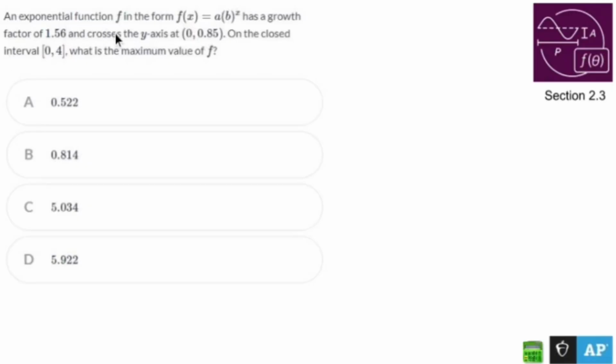An exponential function in the form f of x equals a times b to the x has a growth factor of 1.56 and crosses the y-axis at 0.85. On the closed interval 0,4, what is the maximum value?